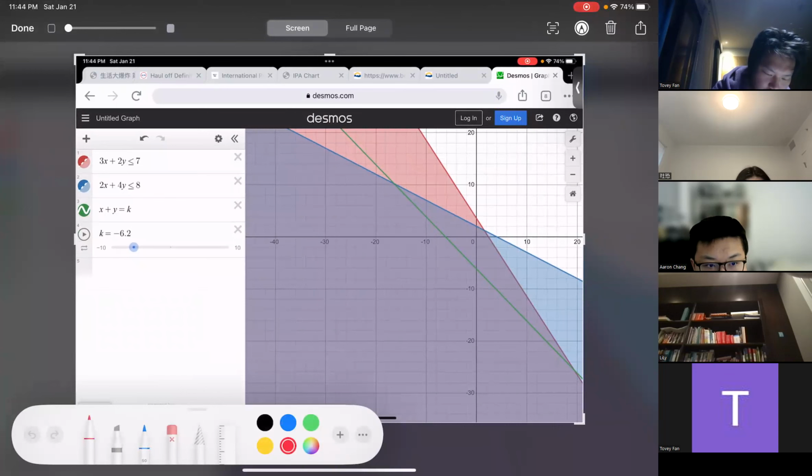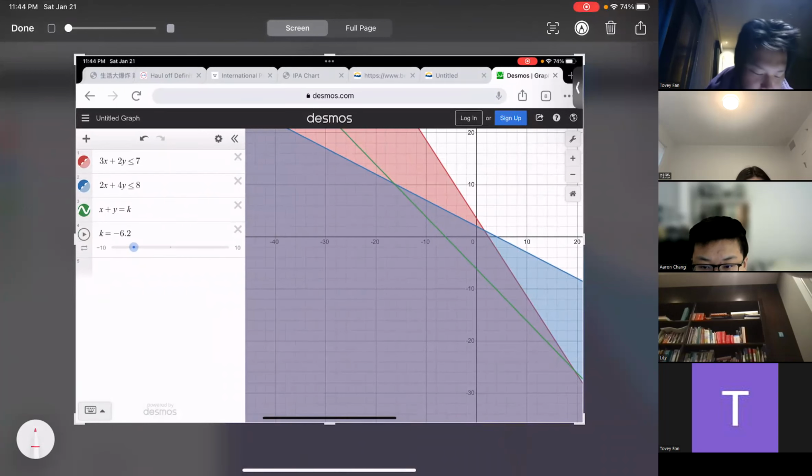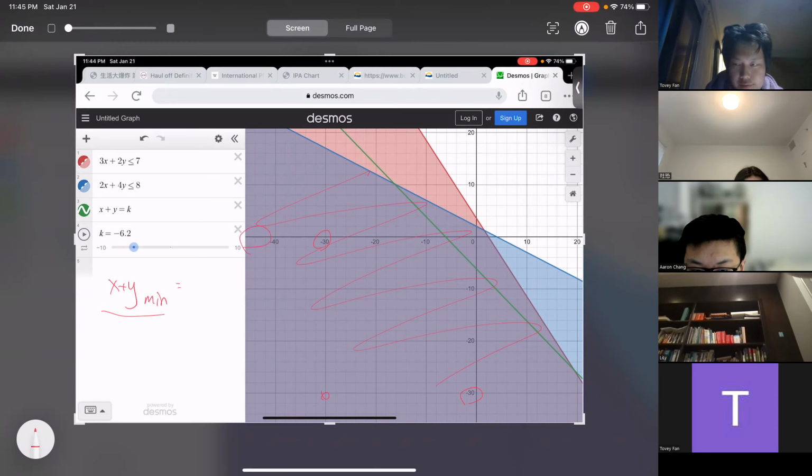after you graph the inequalities for this question, you will know that this part is the solution. So if it asks about the minimum value of x plus y, you can obviously see that there isn't any. For example, if you take this value, this is negative 30, the minimum value would be negative 60, and it's obvious that for x you can take as negative as you want, and also for y you can take as negative as you want.